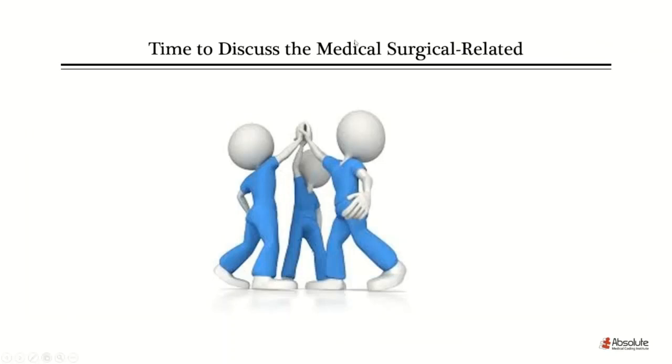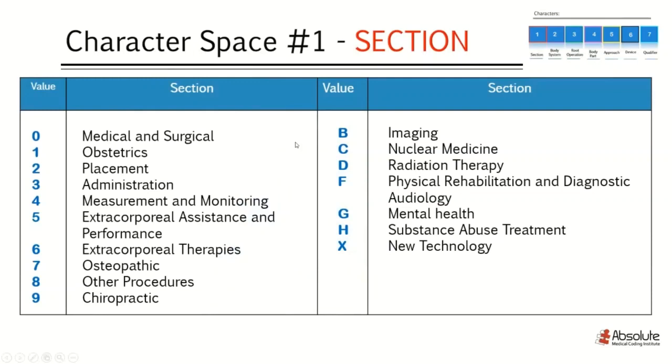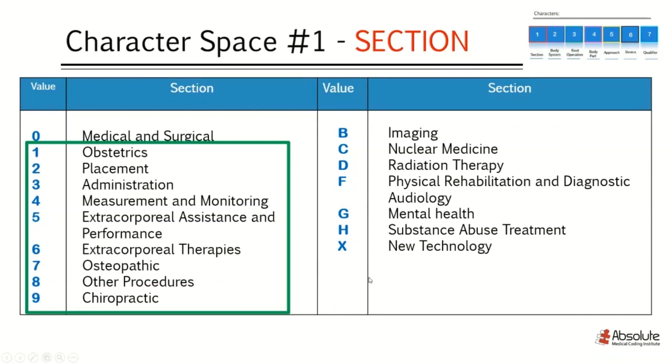All right, so you might ask, what is the medical surgical related section? Well, here it is. Looks familiar, right? Yes, this section right here, values 1 through 9, is the medical surgical related section. So I just want to call out everyone by name. If the value is 1, it's obstetrics. 2, placement. 3, administration. 4, measurement and monitoring. 5, extracorporeal assistance and performance. 6, extracorporeal therapies. 7, osteopathic. 8, other procedures. 9, chiropractic.